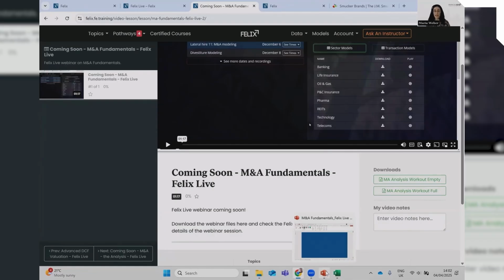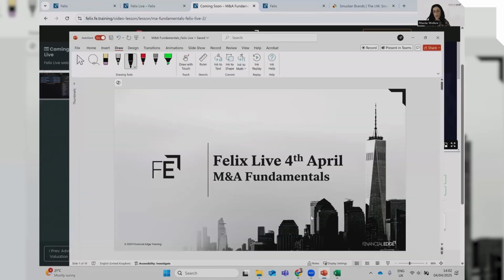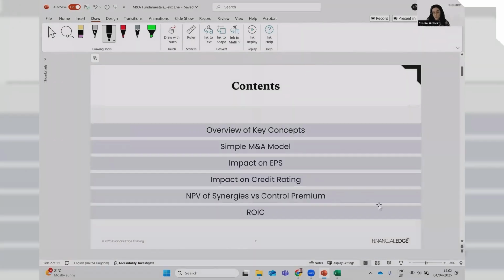Please do make this interactive. If you've got questions as we go, please do ask those questions. We are going to be keeping things quite basic, quite simple. To give you an idea of what we're going to be doing, we can't just launch into a model without having a bit of an overview of what we're trying to do and what the key concepts are.